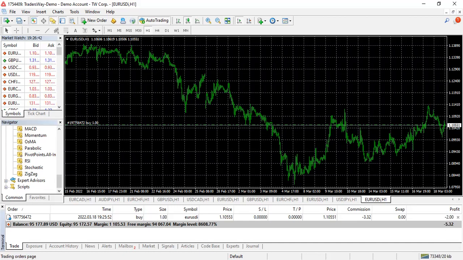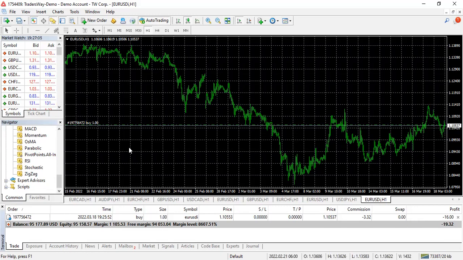When I now close this trade, the minus 11 will not be deducted from my balance. So if the account is in profit, the profit will be added to my balance, and if the account is in loss, the loss will be deducted from my balance.